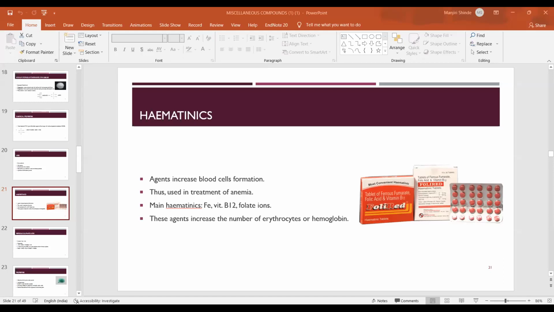So continuing with the topic of miscellaneous agents, today we are going to cover starting from hematinics. So starting with hematinics, these are the agents which are responsible for blood cell formation, which basically increases the blood cell count, increases hemoglobin, erythrocytes, thus can be used in treatment of anemia.